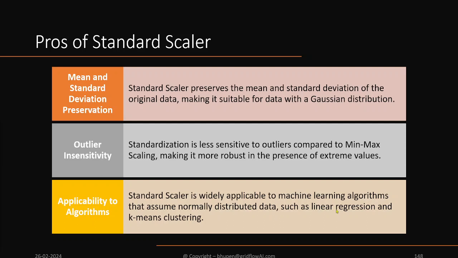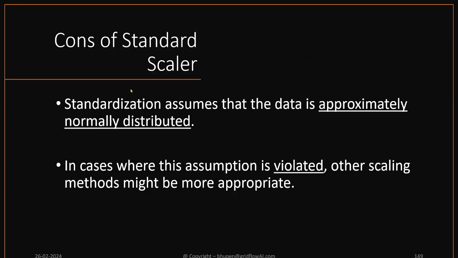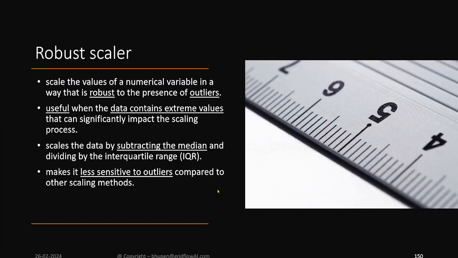So for example, linear regression, k-means, anything to do with distance or vectors, something to do with origin, neural nets, for example. Those are the models where we use standard scalar. There are disadvantages as well. Standardization assumes the data is normally distributed. That means if the data is heavily skewed, then this method is not suitable. So if not, then you choose some other method.